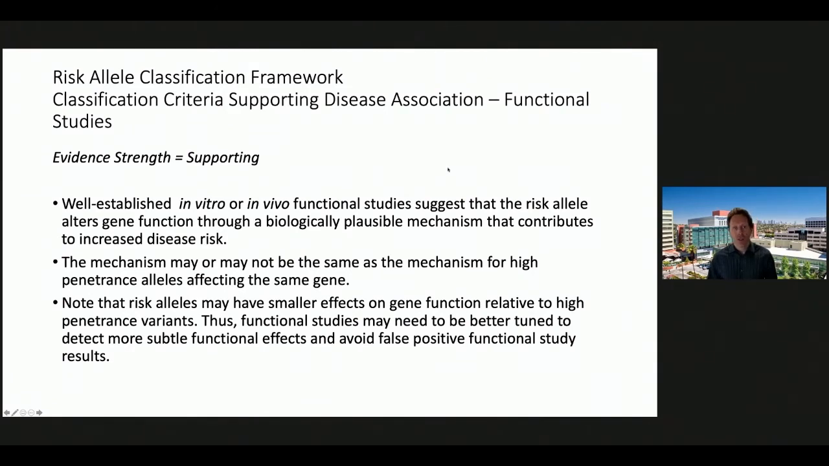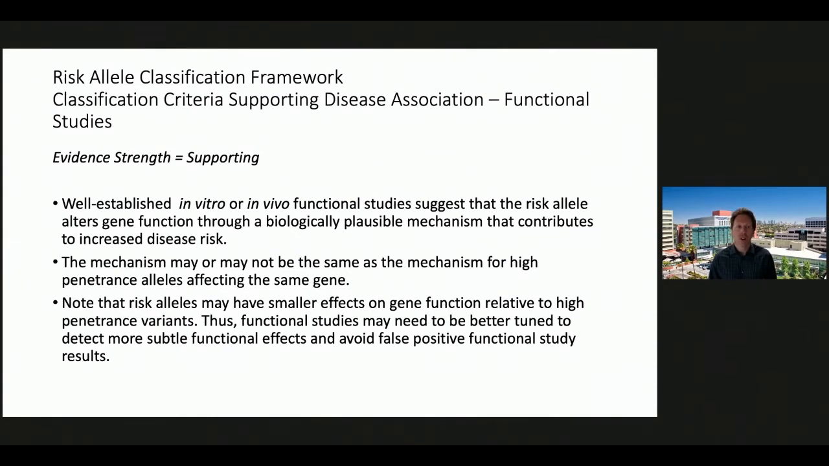Okay, so functional studies. Functional studies can still be considered in the context of risk alleles. Remember, with risk alleles, the variant itself does not have to be the causative factor. You can have that variant, in theory, be in linkage disequilibrium with the causative genetic factor. It can be what's known as a tag SNP. At the end of the day, the variant can still be a risk allele, even if it is not directly causing the effects at a functional level.